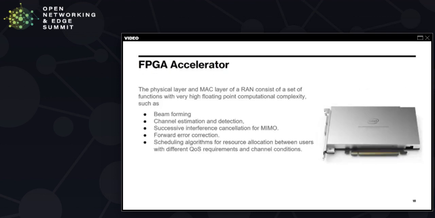VRAN L1 to L3 packet processing requires many floating point operations to implement features such as successive interference cancellation in MIMO or forward error correction. The general purpose Intel Xeon SP CPUs in the far edge worker nodes are by themselves not able to keep up with the number of floating point operations required to support VRAN. An Intel FPGA in every worker node provides the additional compute power needed to support VRAN.